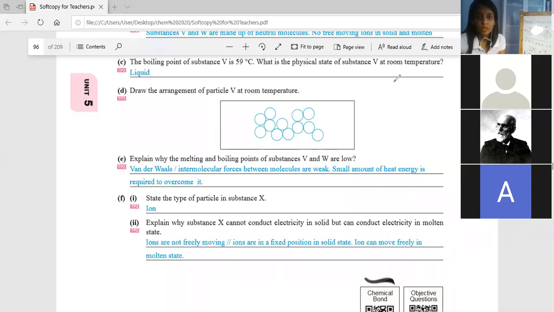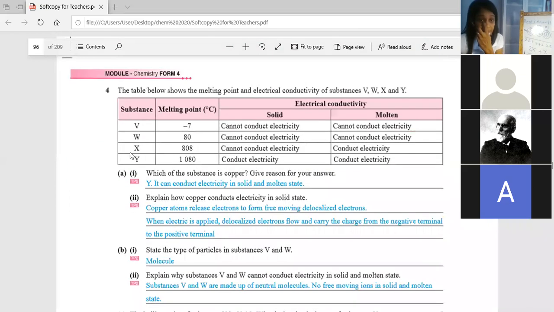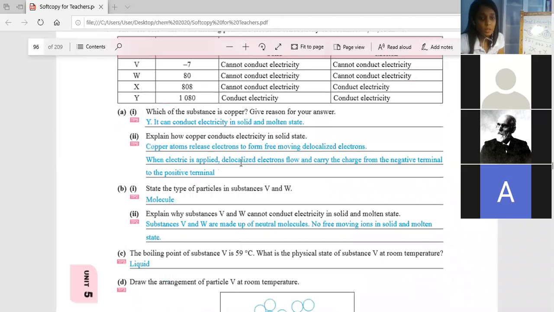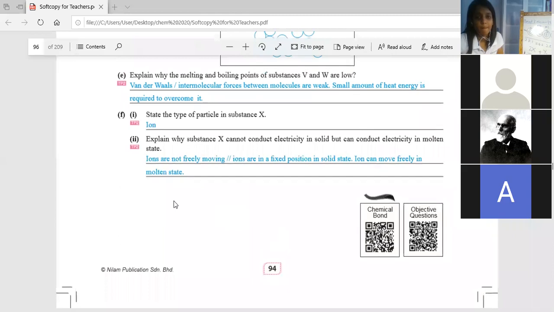Okay. Let's go to my substance X. Substance X cannot conduct electricity in solid but can in molten. It still has a high melting point here. What do you think is its type of particle? Ion. Ion, very good. Why can substance X not conduct electricity in solid, but can conduct in molten?